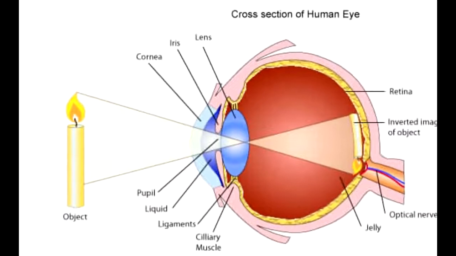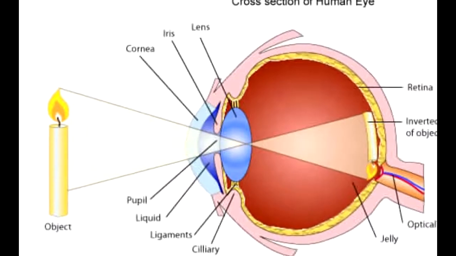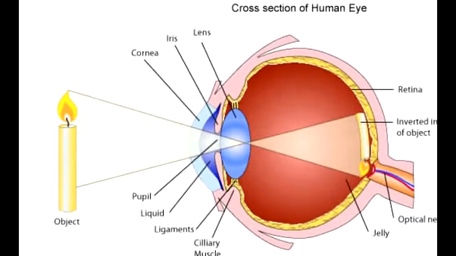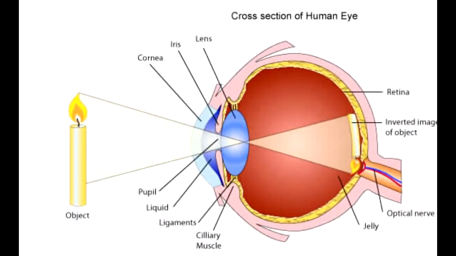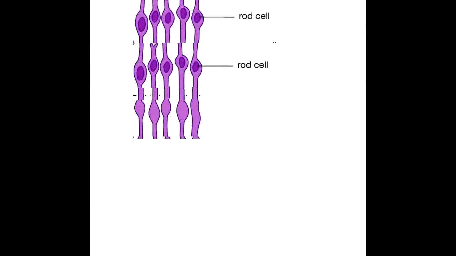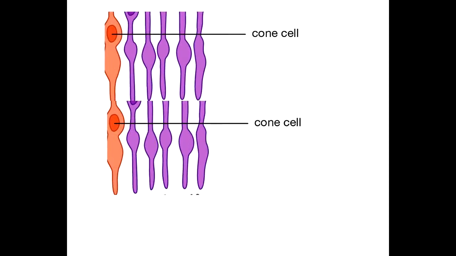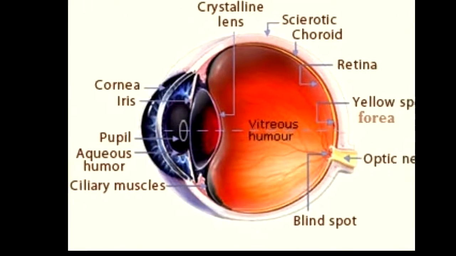I am repeating. The characteristics of the images formed by the eye are real, i.e. they are formed on the screen, they are diminished, in other words, they are smaller than the object, and they are upside down. The retina has two light-sensitive cells, the rods responsible for dim light and the cones responsible for bright light. Cones are concentrated at the small depression in the retina called the fovea or yellow spot. It is this part that gives accurate interpretation of the image.